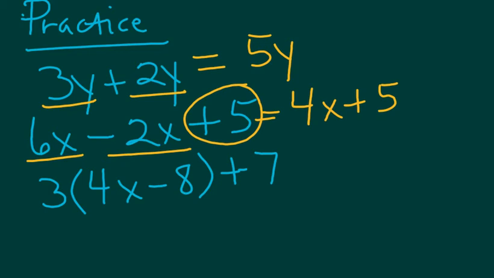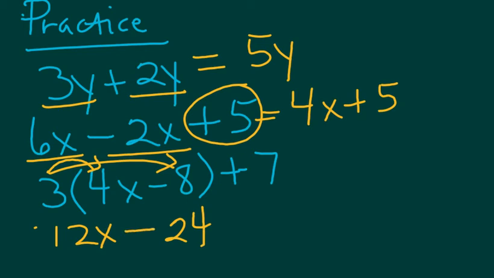The third one, first you're going to distribute. 3 times 4 is 12, plus the x, so that's 12x. 3 times 8 is 24. Now don't forget that minus sign is still there. Then you have plus 7.